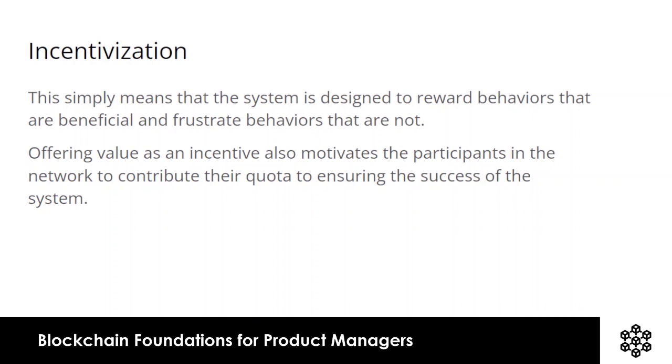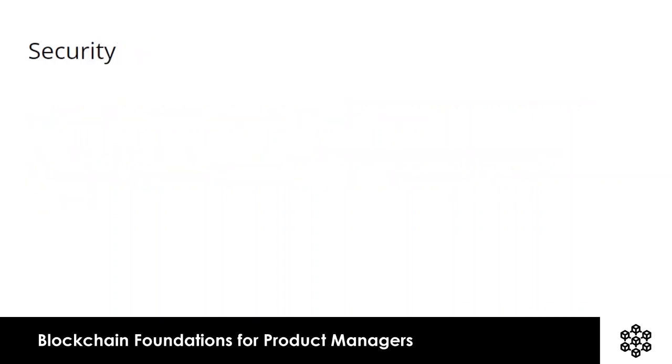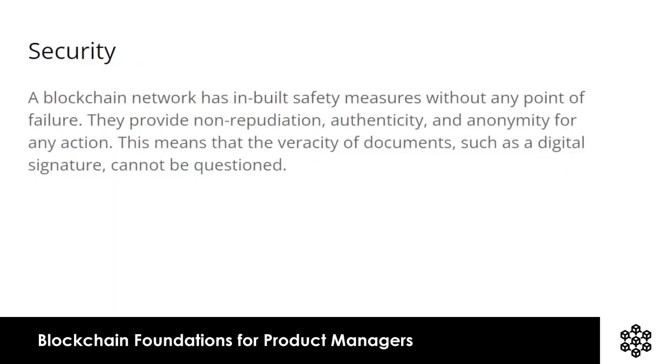The fourth design principle is security. A blockchain network has inbuilt safety measures without any point of failure. They provide non-repudiation, authenticity, and anonymity for any action. This means that the veracity of documents, such as a digital signature, cannot be questioned. Anyone who wants to use the blockchain must understand cryptography. You can't opt out.